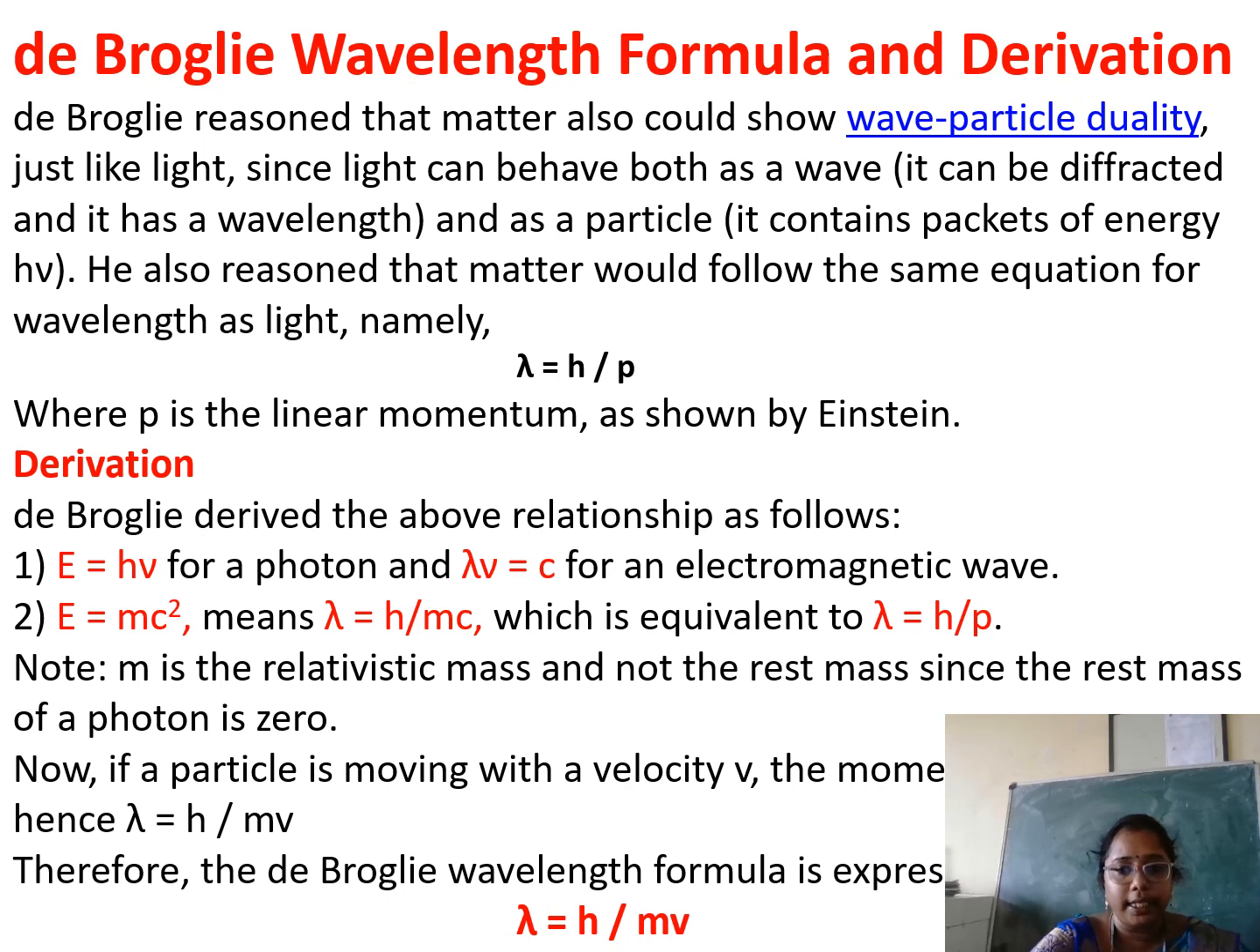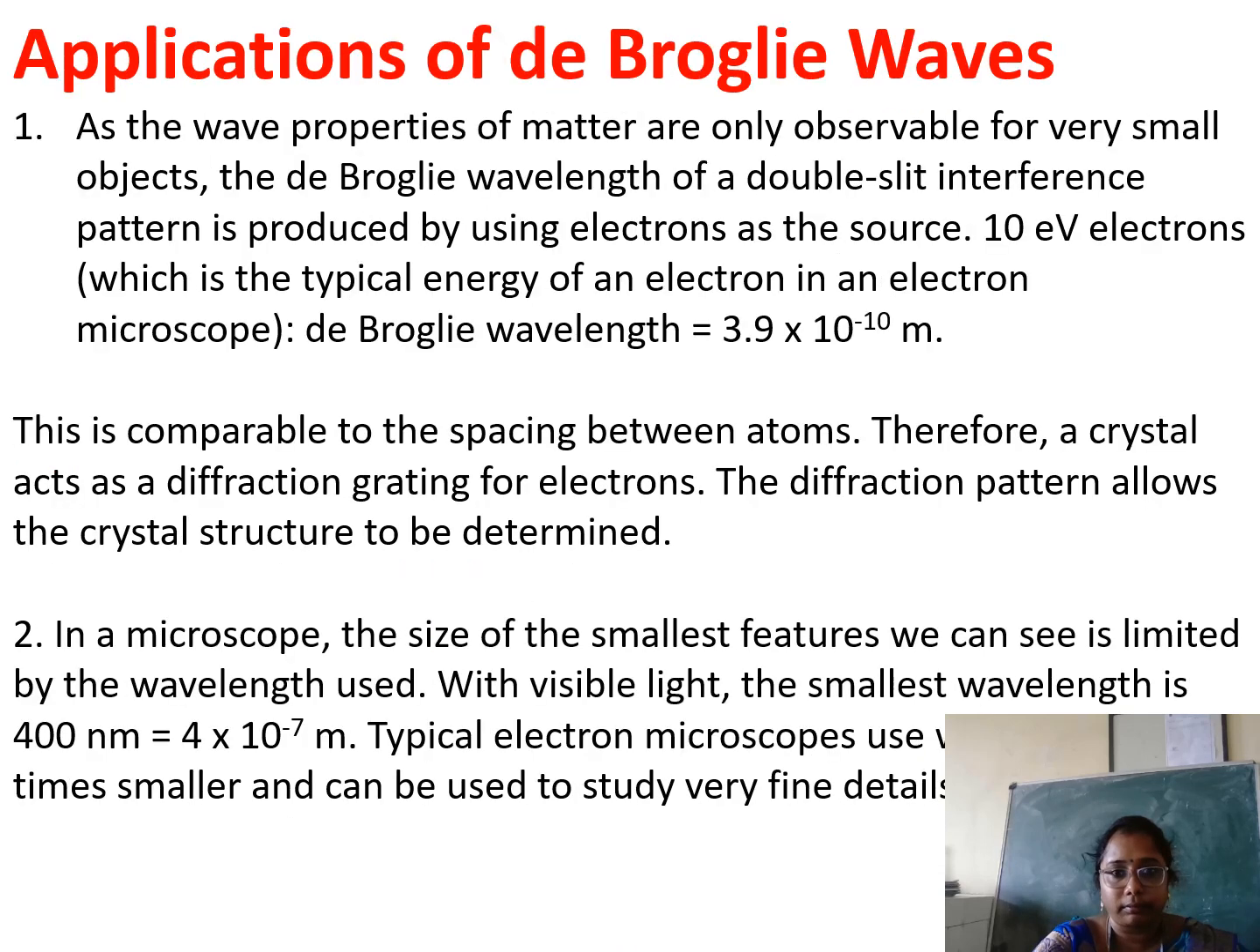If a particle is moving with velocity v, then momentum is p, and lambda is equal to h by mv. So in place of mv, we can substitute p, then lambda is equal to h by mv or h by p. And let's go for applications of de Broglie wavelength.